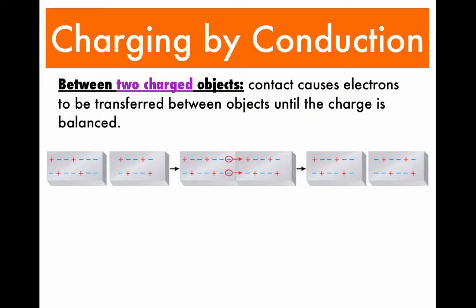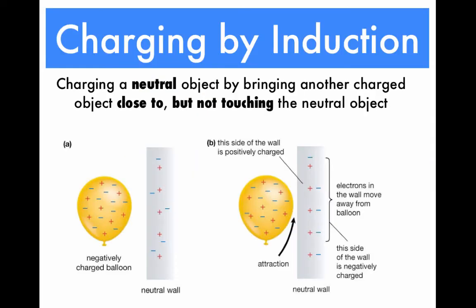The second type of charging by conduction is between two charged objects. In this case, we have two objects. The first one is negatively charged, and so is the other, but one has a greater negative charge than the other. The contact between the two causes the electrons to be transferred between the objects until the charge is balanced. Last but not least, we have charging by induction.